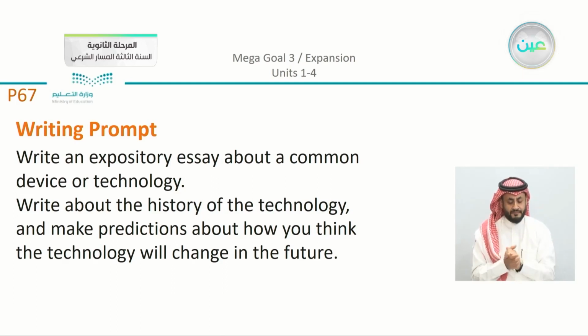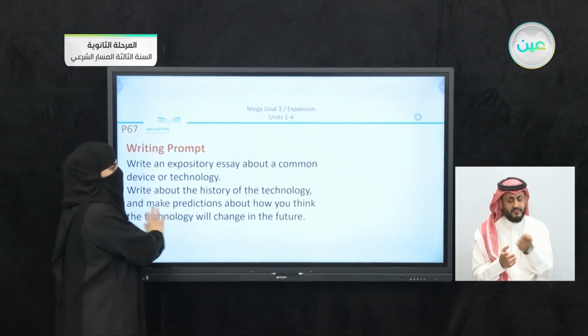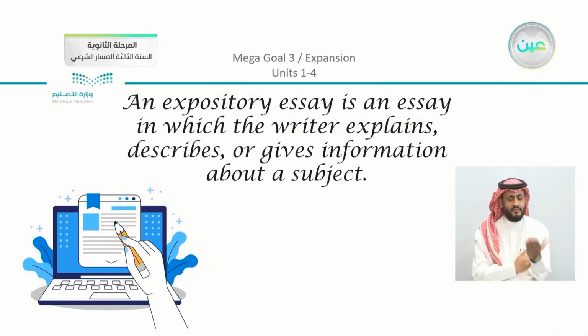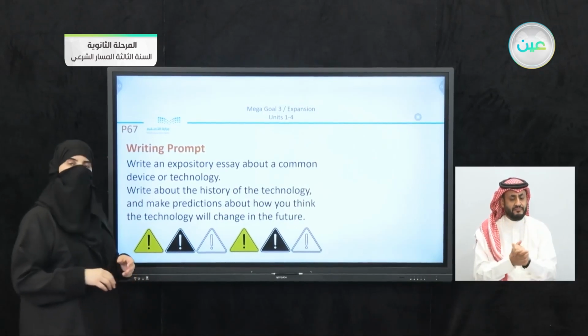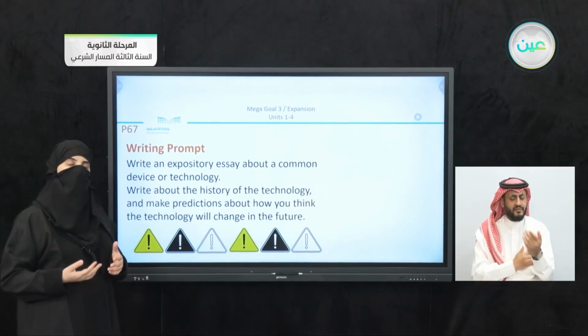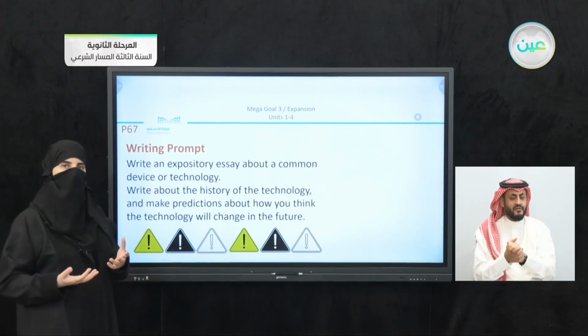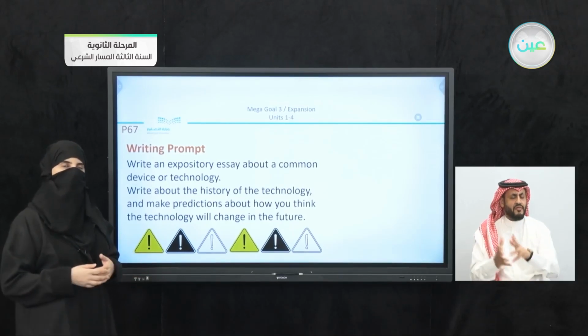So you are going to choose, first of all, a common type of technology or a device, and you are going to write about it. Just to make sure that you are on track, an expository essay is an essay in which the writer explains, describes, or gives information about a subject. When we talked about movies and genres in Unit 4, we did mention that we are going to write an expository essay. Remember that I told you that you are not writing about the movie story, but about the movie as a formula. So this is what you are going to write about also. You are going to just expose the idea and the topic.